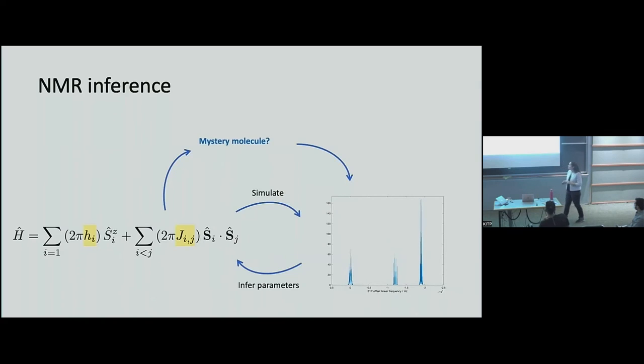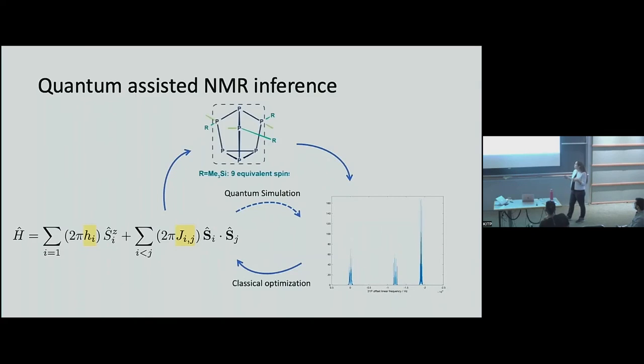Okay, so where does quantum come in? Well, when your molecule starts to get really big, so in this example, this is 34 spins, this is already at the limit of what classical simulation capabilities can do. So the idea here is we replace this classical simulation with a quantum one, and then we do a classical optimization of these Hamiltonian parameters in order to infer the structure of that molecule.